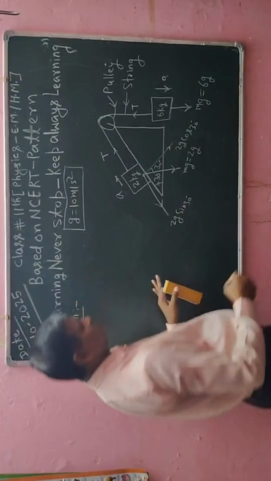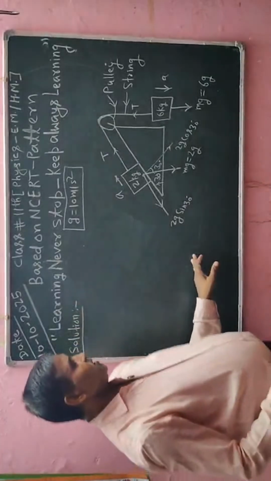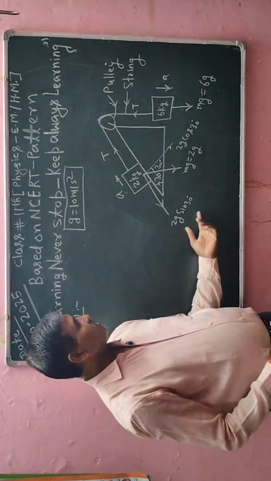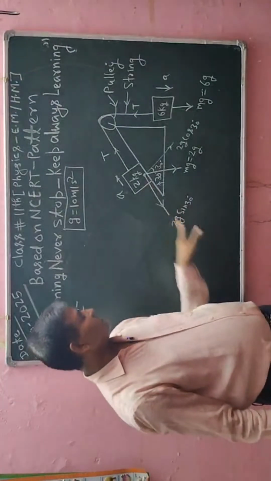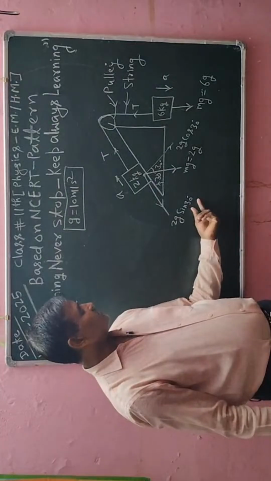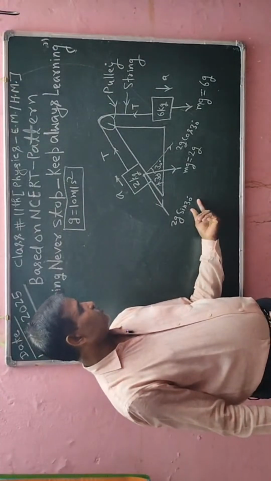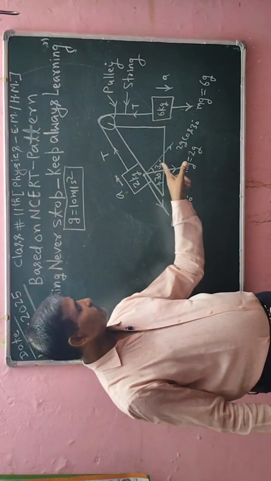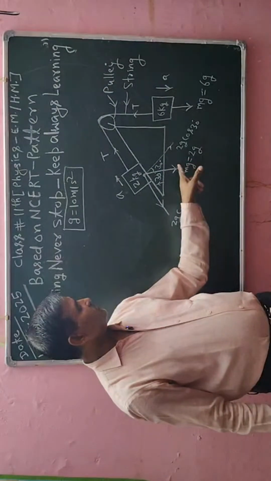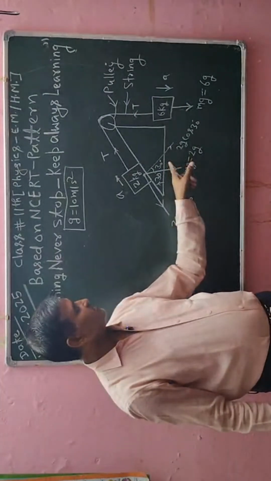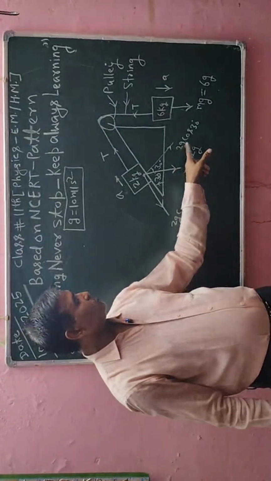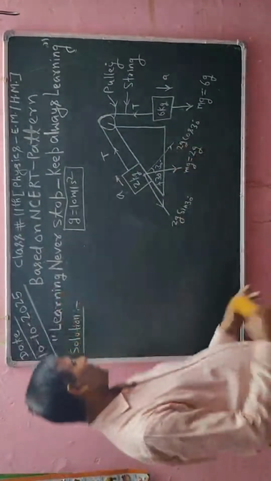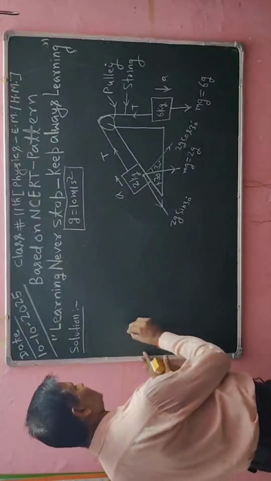Okay, this is important because each and every student has to know it clearly. Along this axis I have to use 2g sin 30 degree, and between this force and this force there is an angle of 30 degrees, so I will write 2g cos 30 degree. Now here I am going to explain its concept in detail.